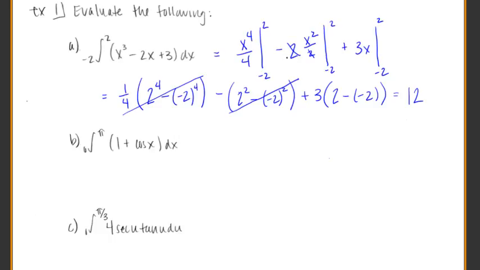So all in all, what we just basically found is if I graph that curve, x cubed minus 2x plus 3, and I looked specifically at the area between -2 and 2, I just found the area of that whole curve to be equal to 12.